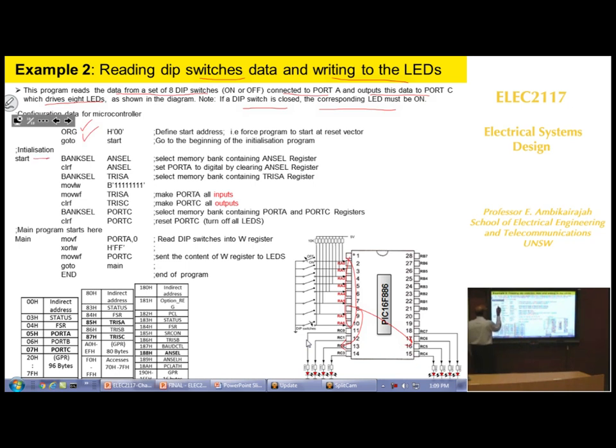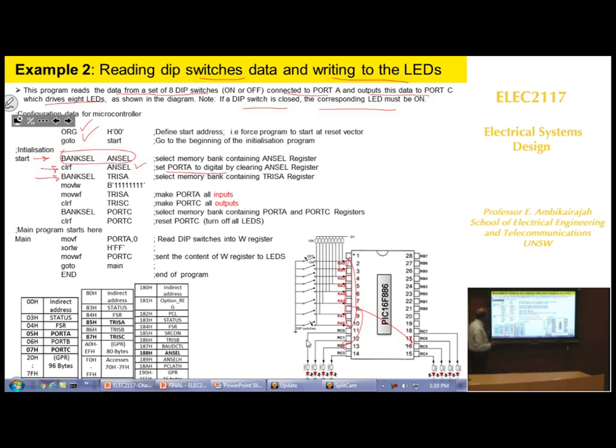We start with start. What do we need to start? We have to select the ANSEL register. So we say bank select ANSEL register. And what we want is digital, so we clear the ANSEL register completely. So we say clear F ANSEL register. So it's all digital. Now we are going to go to TRIS A, because we got to say whether it's an input or output. So bank select TRIS A.